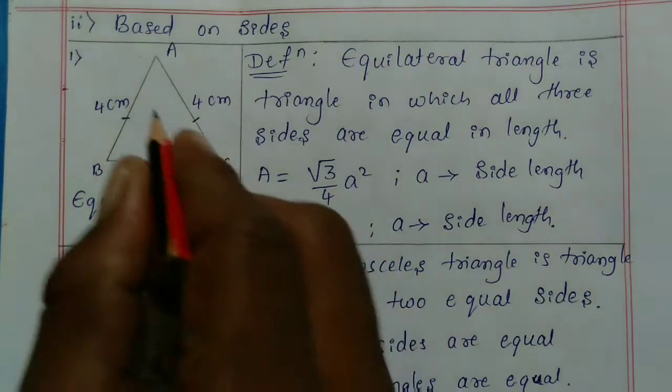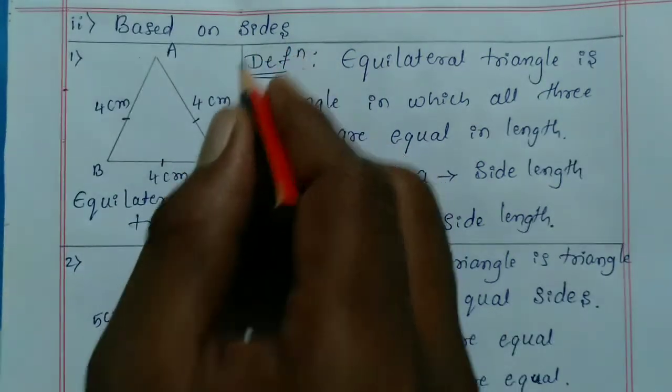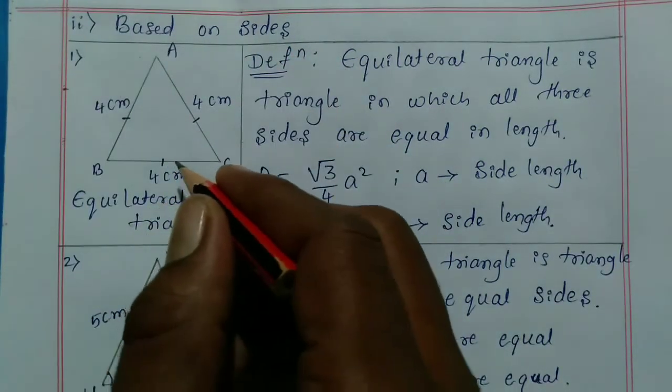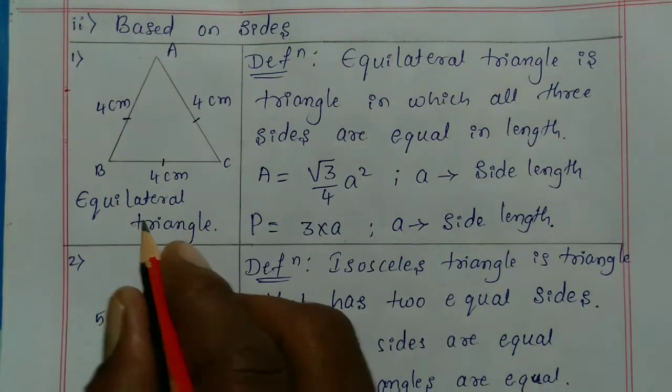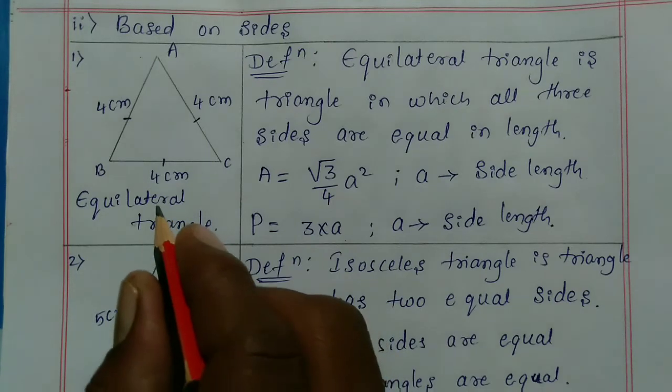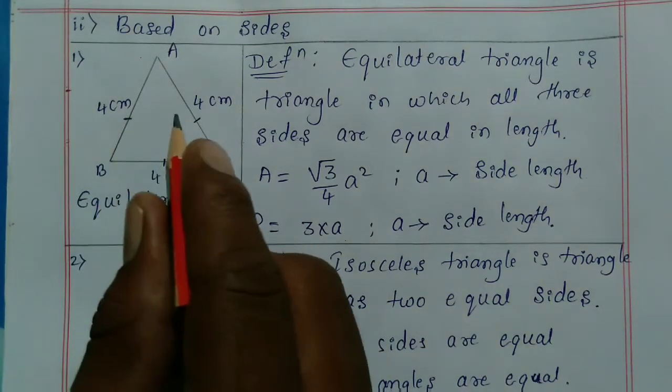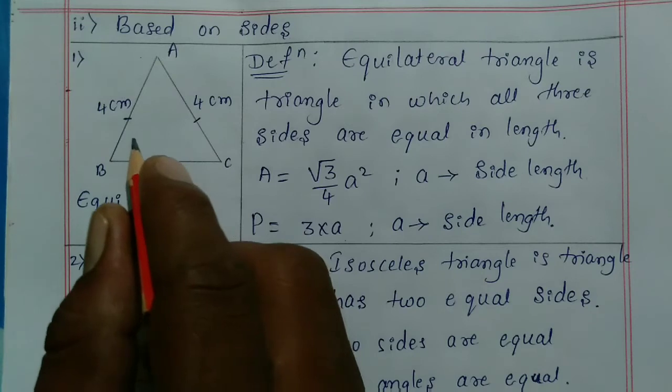So based on sides, three types are there. One is equilateral triangle, next one is isosceles triangle and scalene triangle. First one I will go to equilateral triangle. Okay. So equilateral triangle means triangle which contains three equal sides, then it is called an equilateral triangle.